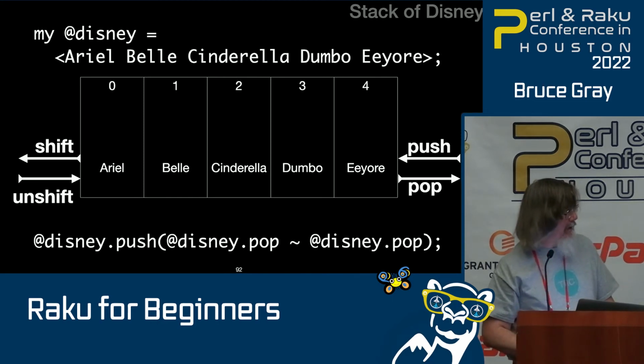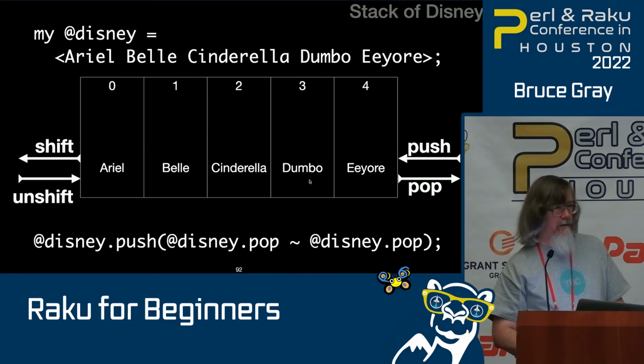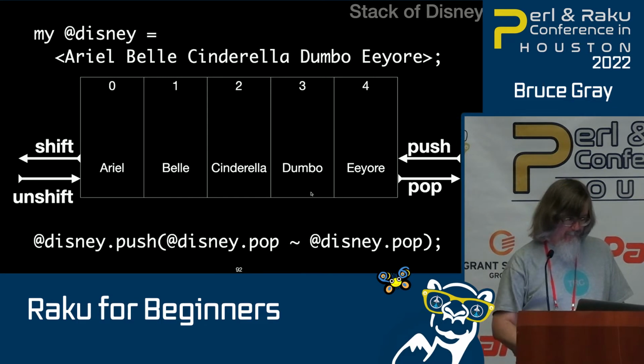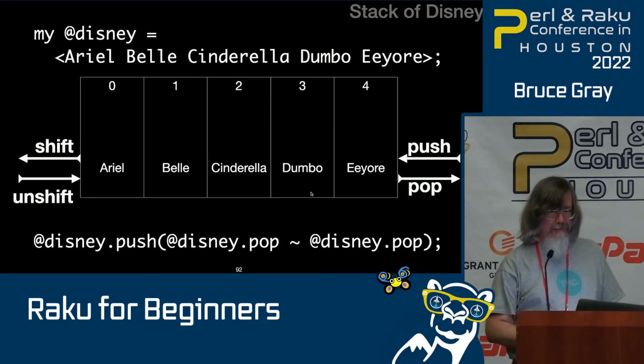So the answer I get is Ariel, Belle, Cinderella, and then the last one is Eeyore, Dumbo run together. The first time I read through, I had Dumbo, Eeyore together in my head, but that's wrong. It's Eeyore, Dumbo. Any questions before I move on?